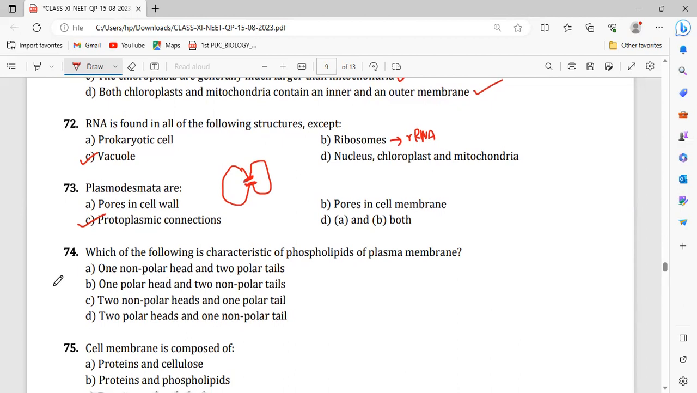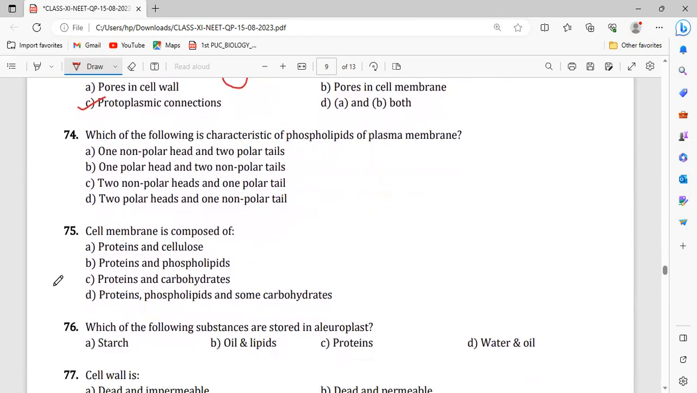Then 74. Which of the following is characteristic of phospholipids of plasma membrane? So here there will be one head and two tails. So the head is polar and the tail is non-polar. So the option will be B. One polar head and two non-polar tails.